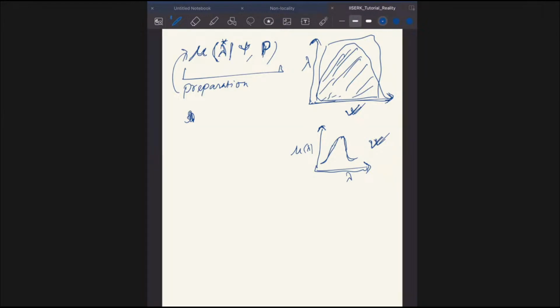So now come to the measurement. The preparation is now completed. So now come to the measurement. How will measurement be represented? So in quantum mechanics, how will you represent measurement? Can you say? Can anyone answer?